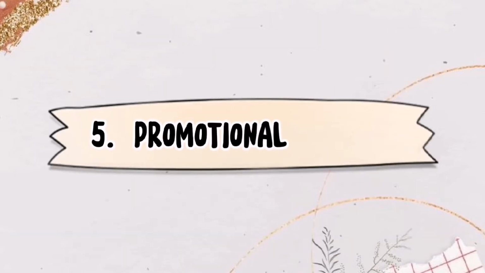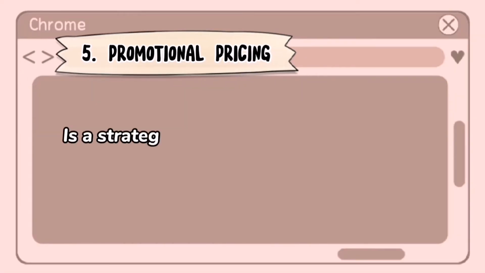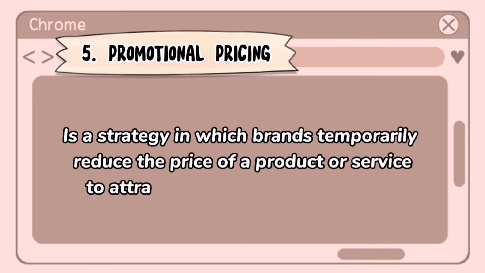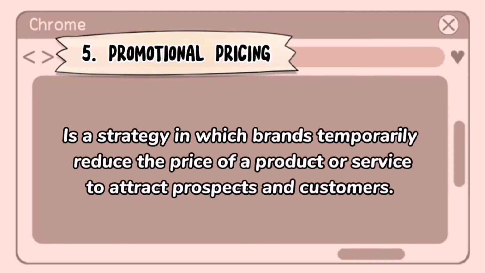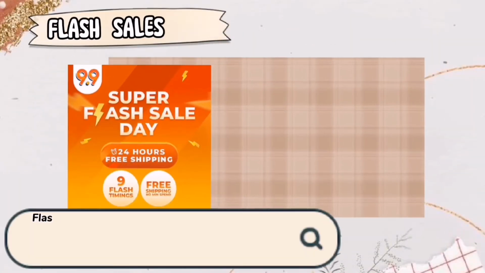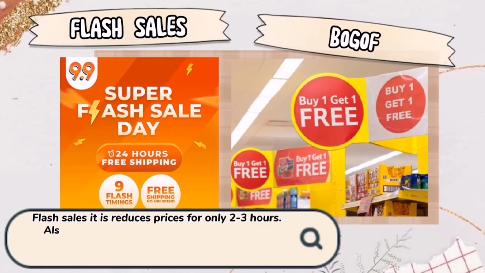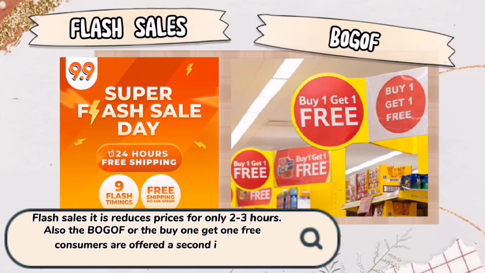Number 5. Promotional pricing is a strategy in which brands temporarily reduce the price of a product or service to attract prospects and customers. Example, flash sales. It reduces prices for only 2 to 3 hours. Also, the BOGOF, or the buy one get one free. Consumers are offered a second item for free when they purchase the first one.